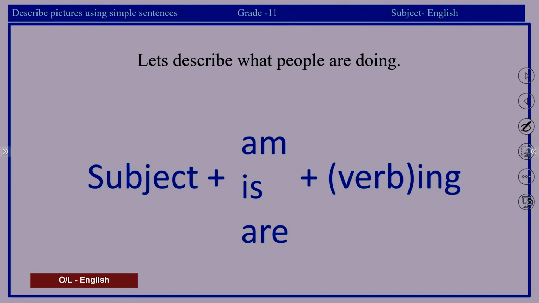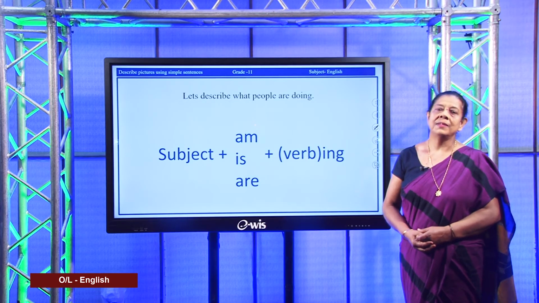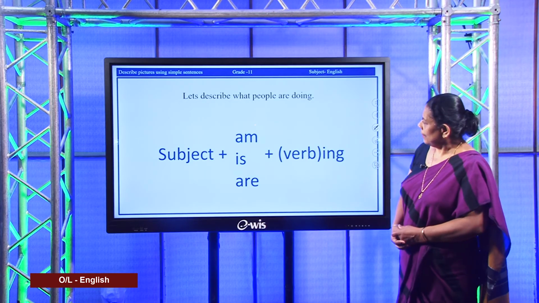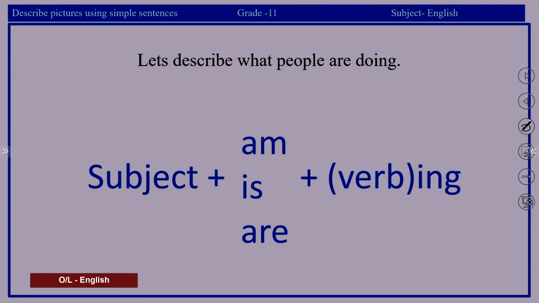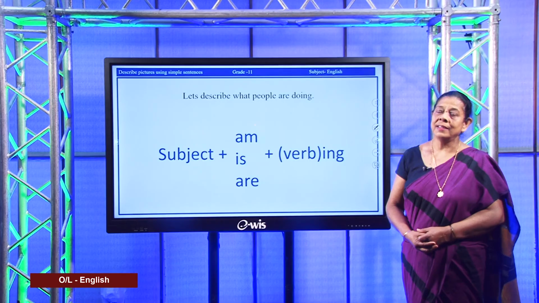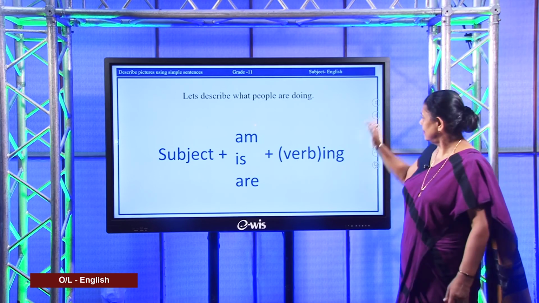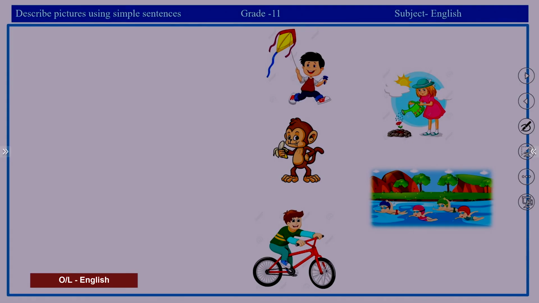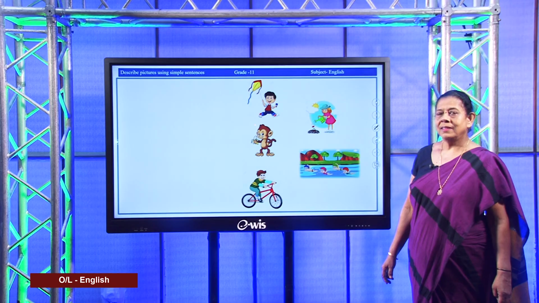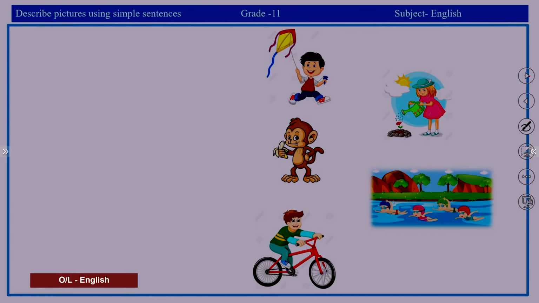Let's describe what people are doing. There we have to focus on the action or the verb. We have to use the subject, maybe the girl. The girl is reading a book. The boy is flying a kite, right? Now look at the screen. Yes, what can you see there? Let's describe what they are doing.